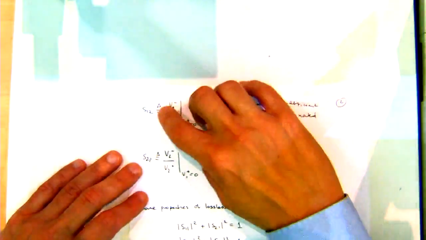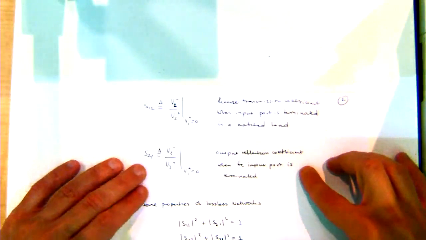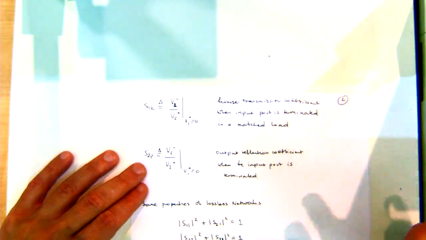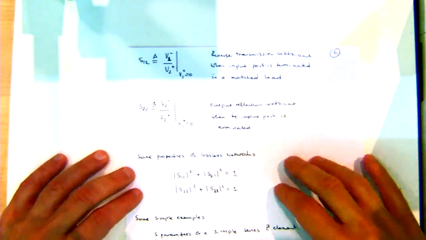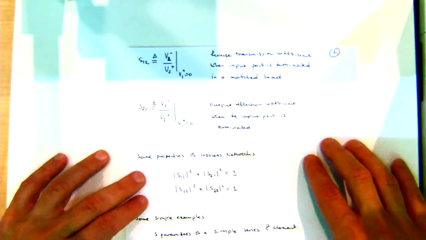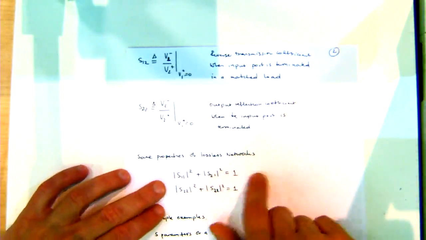Likewise, we've got the reverse transmission coefficient defined as S12 and the reverse or the output reflection coefficient. So they're just the basic definition of scattering parameters. One of the important properties of scattering parameters as it concerns lossless networks is essentially that the power going in has to equal the power going out. So you've got conservation of power.